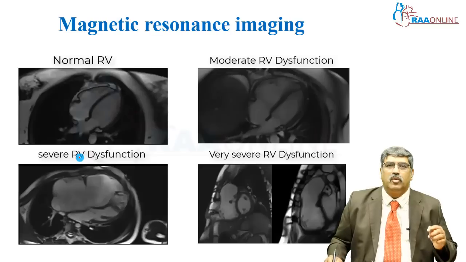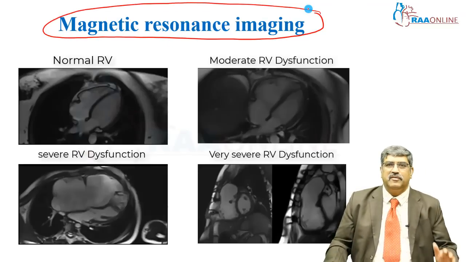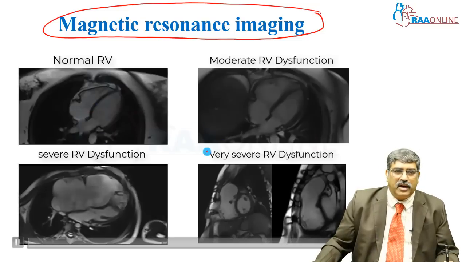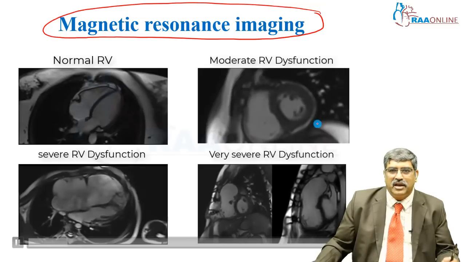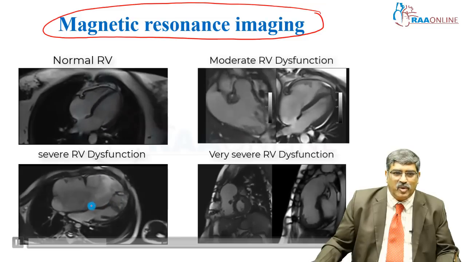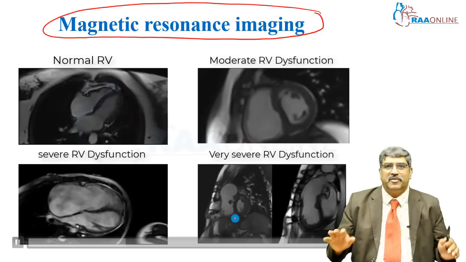Now coming to one more modality which can give a precise assessment of right ventricular function, which is MRI. Here in case of a normal right ventricle, the right ventricle will be smaller than the left ventricle. In moderate, here you can see the right ventricle is equal to the size of the left ventricle. In fact, it is bigger than the left ventricle. And here you can see a right ventricle which is almost twice the size of the left ventricle, and severe TR is there. This is severe RV dysfunction.